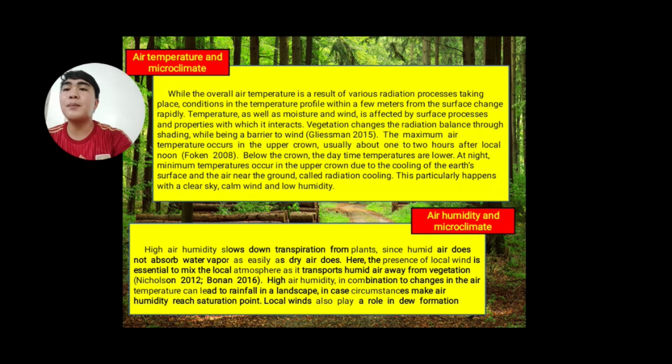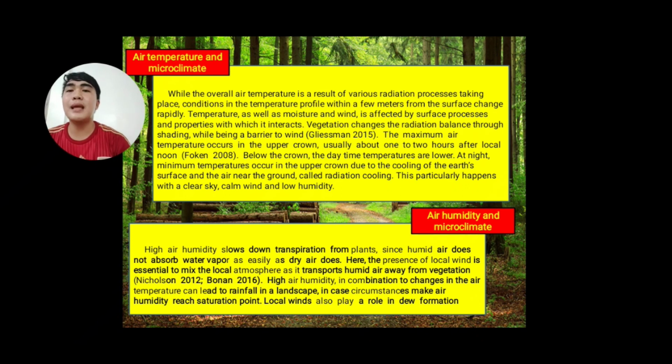Next, the air temperature and microclimate. The maximum air temperature occurs in the upper crown, and the daytime temperature near the ground is lower. At night, the minimum temperature occurs in the upper crown due to the cooling of the earth's surface and the air near the ground, called radiation cooling. This particularly happens with a clear sky, calm wind, and low humidity. So that is how we manage the microclimate.